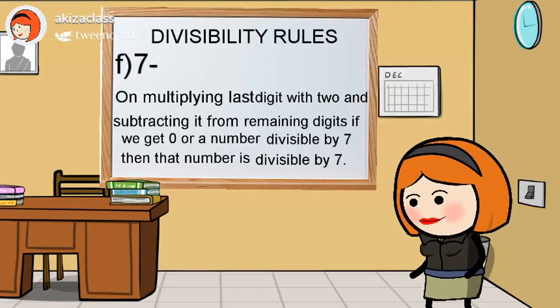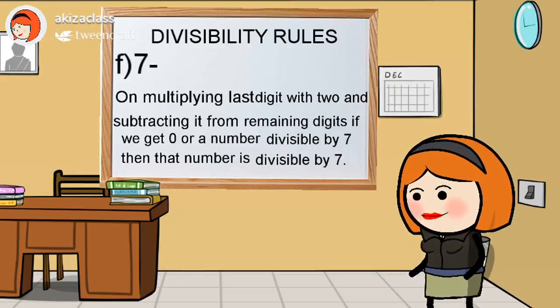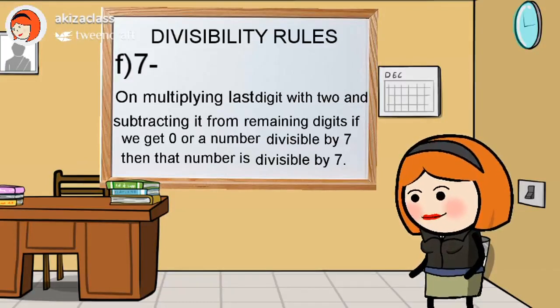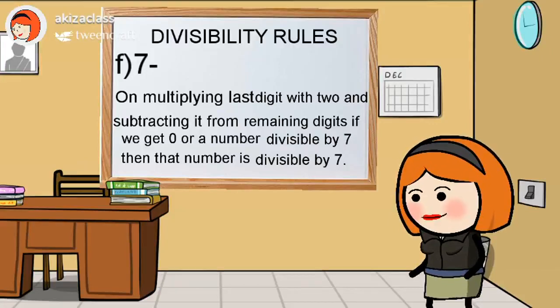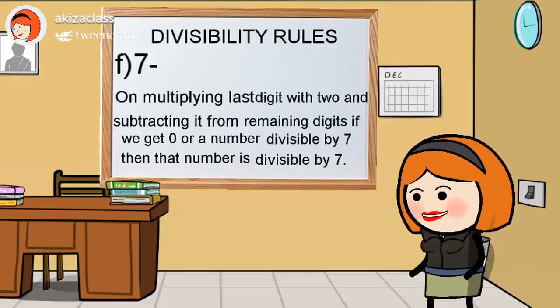Moving on to number 7. On multiplying the last digit of the number with 2 and subtracting it from the remaining digits, if we get 0 or a number divisible by 7, then that number is divisible by 7. So to check whether the number is divisible by 7 or not, we will check the last digit and multiply it with 2, and then we will subtract that number from the remaining given number. If the answer is 0 or a number which is divisible by 7, then that whole number is divisible by 7.